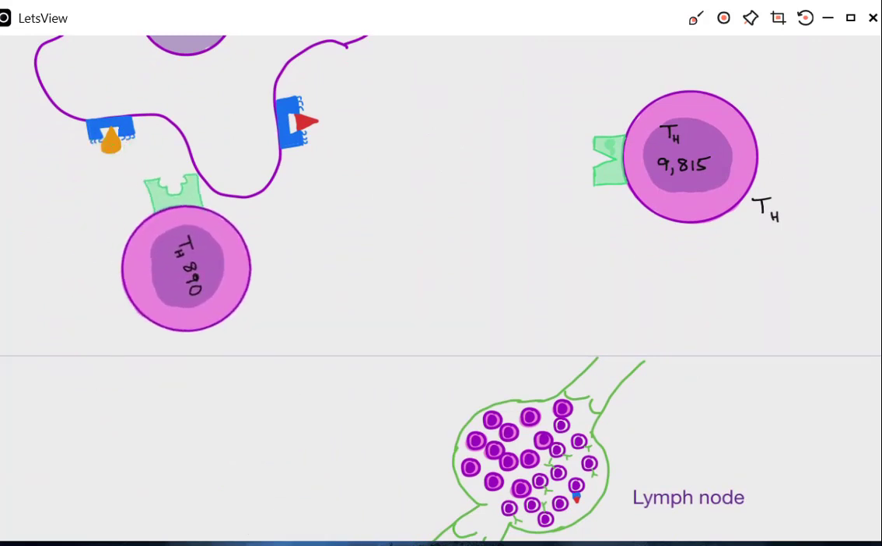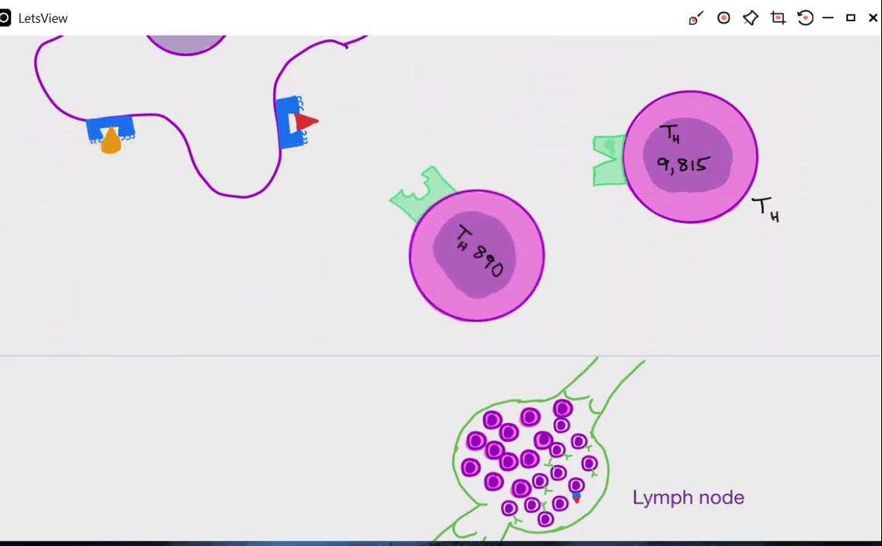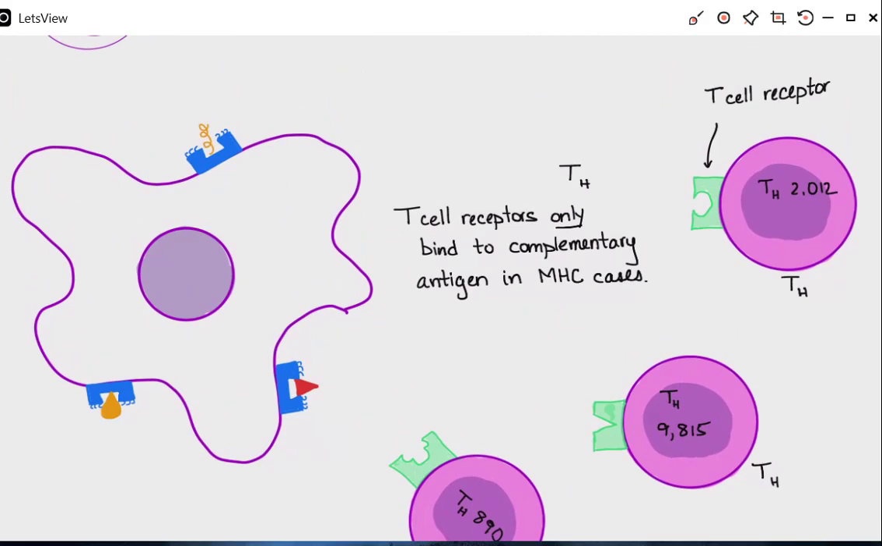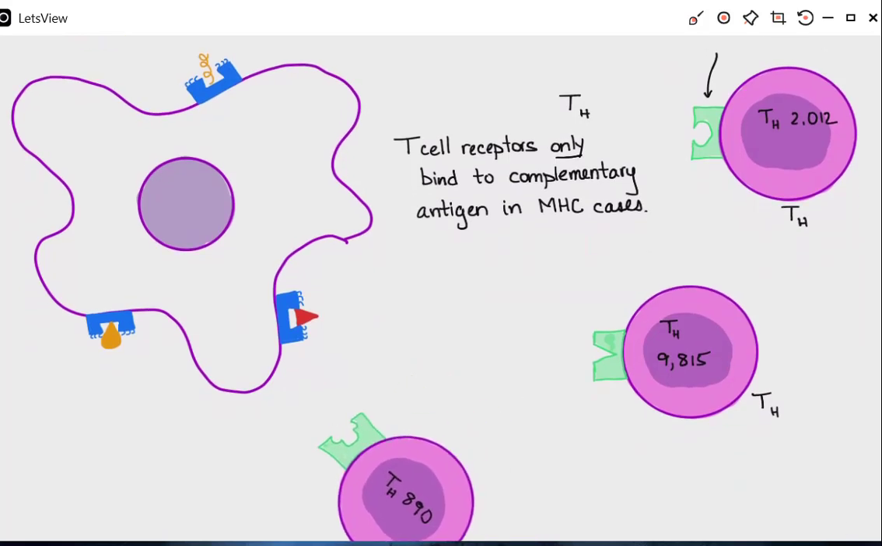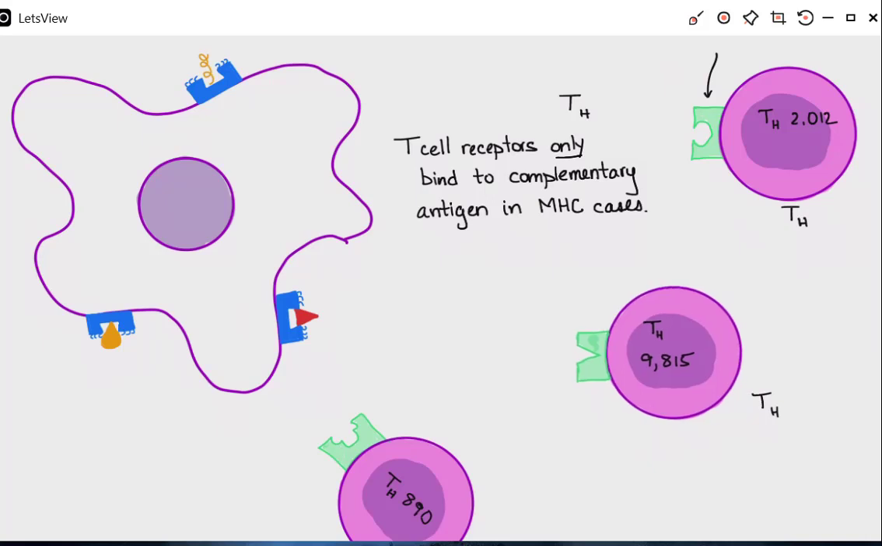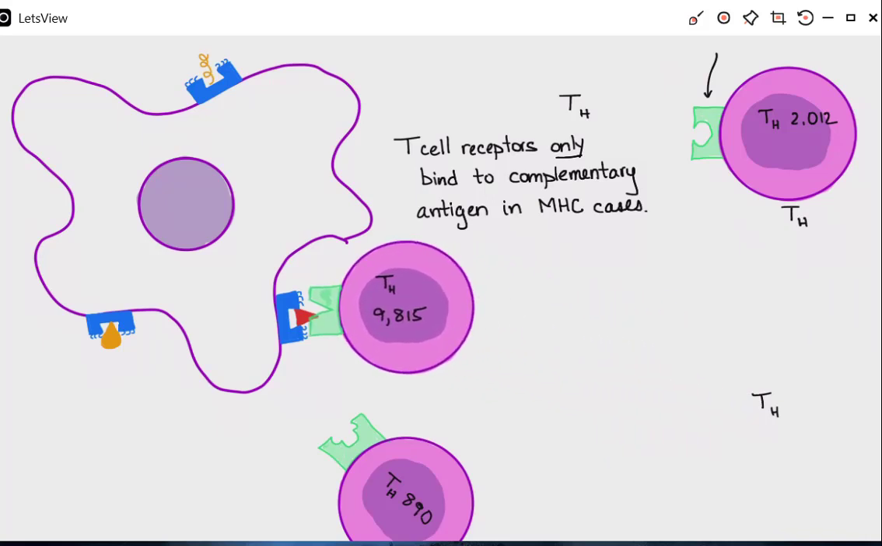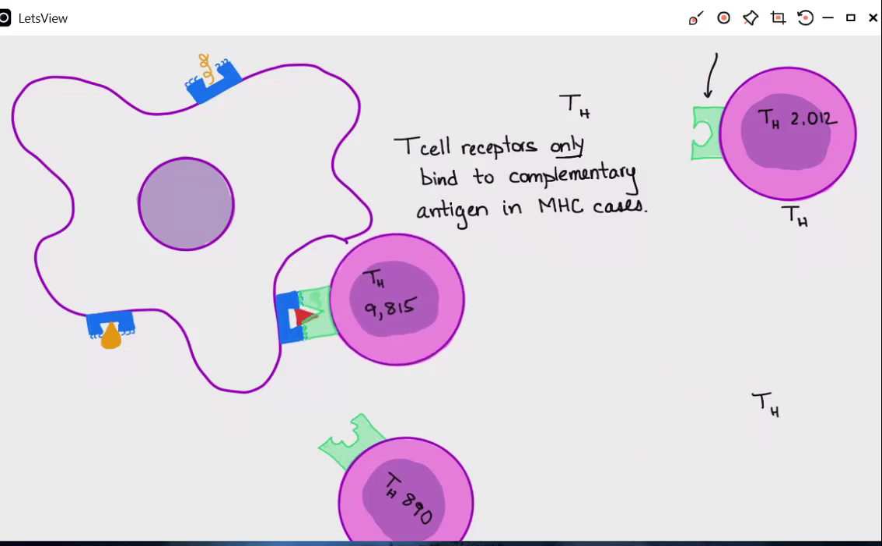Do you fit here? No, you don't fit there. Okay, thank you. Next. And they basically audition. They'll audition every T cell until one fits. Now in our case, the one that we're looking for is going to be T helper 9815. And so it's going to basically take 9815 and it's going to bind.